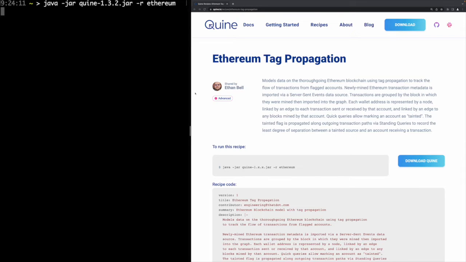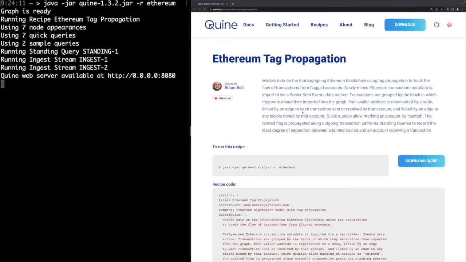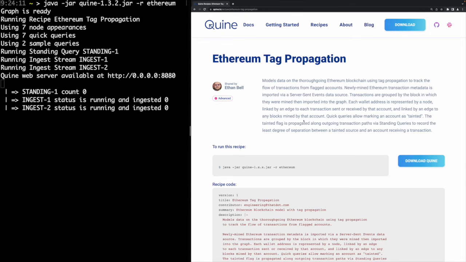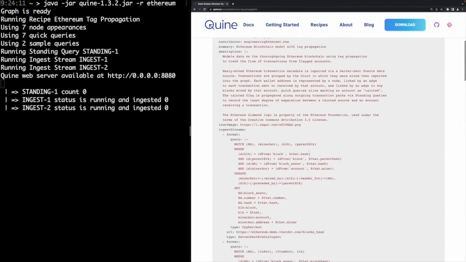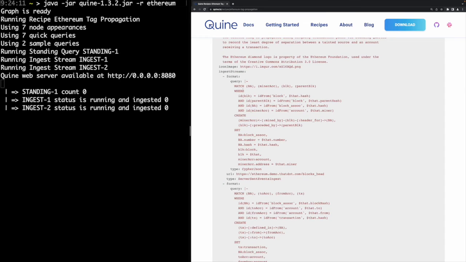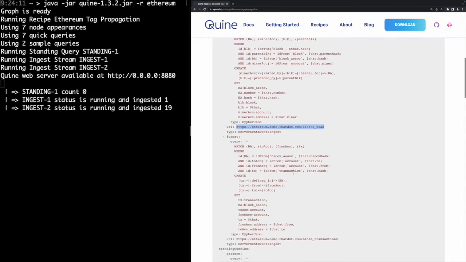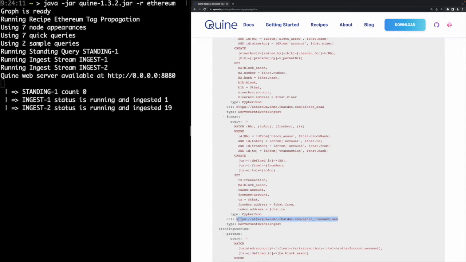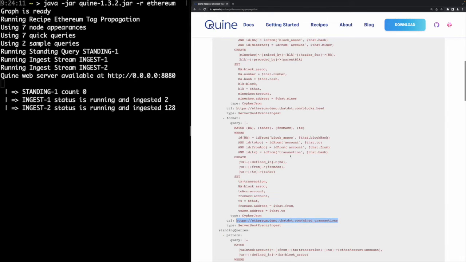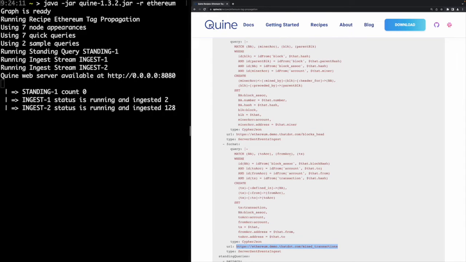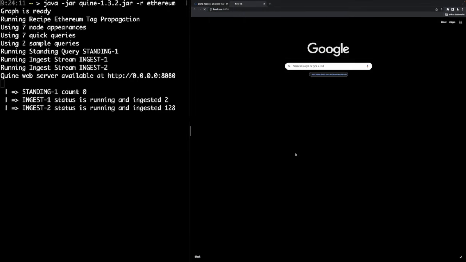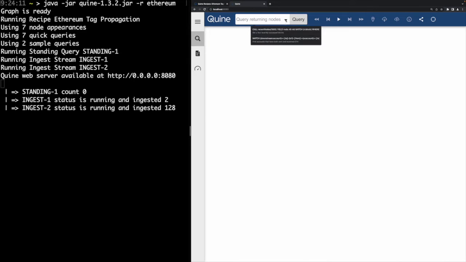and let it get itself set up and start ingesting data live from whatever's currently happening on the Ethereum blockchain. As you can see, what's defined in the recipe is it's going to connect to two different sources of data. One of them is where it's going to download information about each of the blocks, and a second source of data where it's going to download mined transactions. As those streams come together using Quine's built-in ingest system, it's going to build a graph locally that we can explore here.